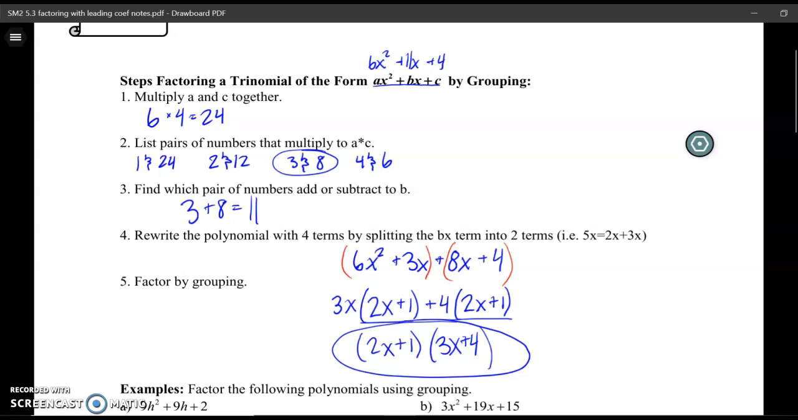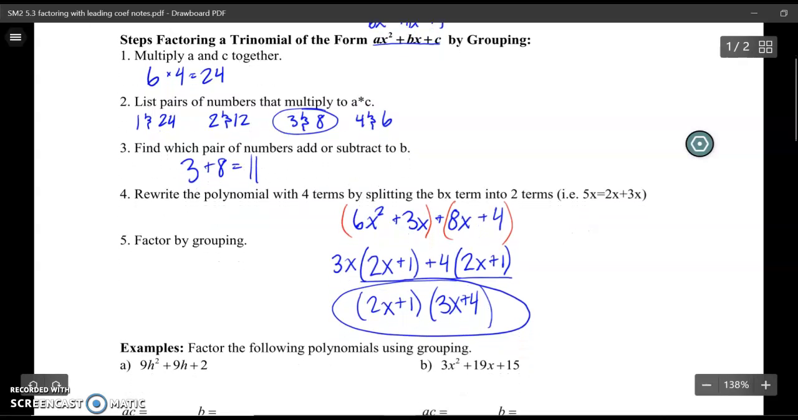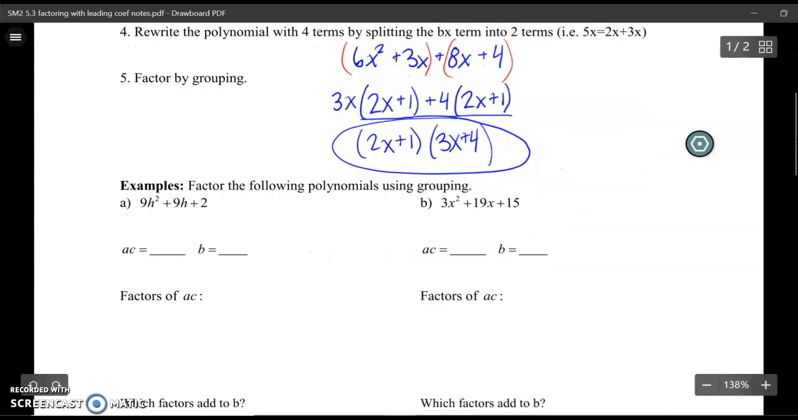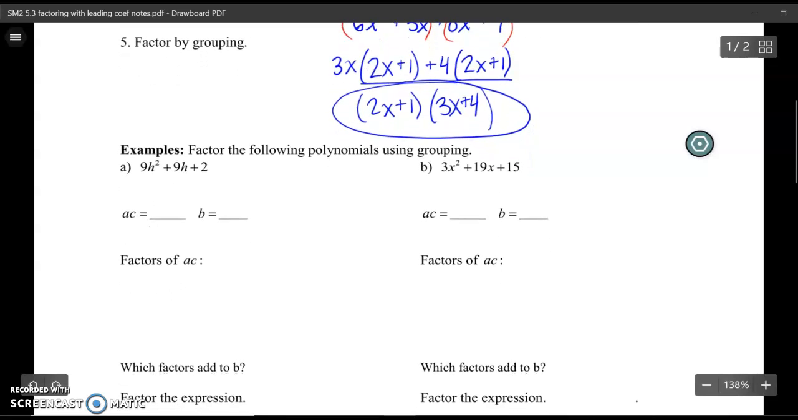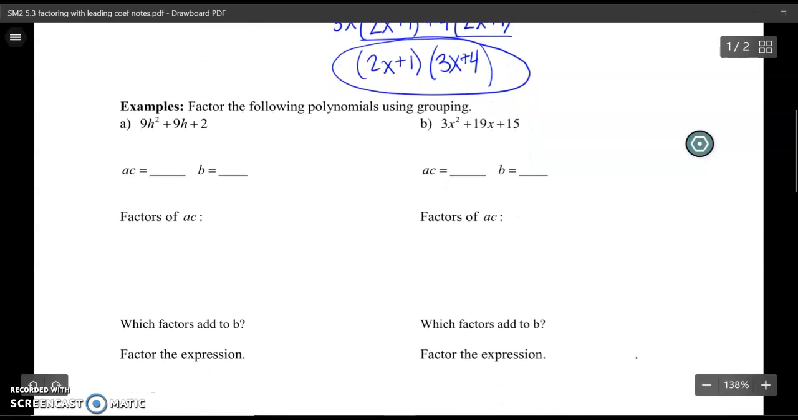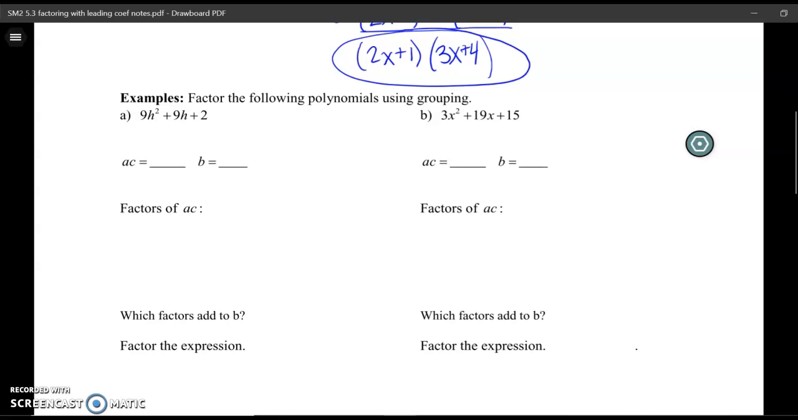Okay. So the idea is just once you split up that middle term, you can just factor by grouping. So the biggest thing is just deciding how to split up your middle term. So let's do some more examples of this. I'm not going to go through all these examples and let you go through some by yourselves, but let's go through a few of them.